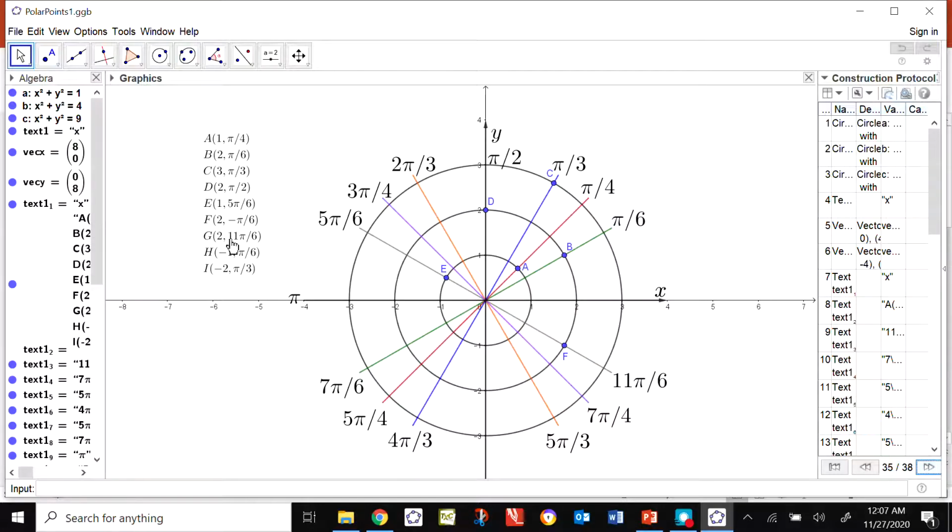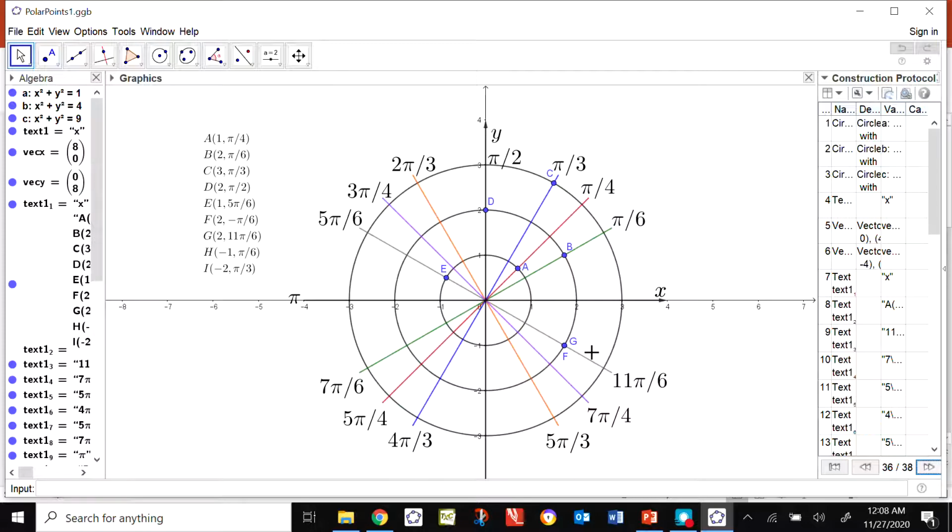Now G happens to be 2 and 11 pi 6. Okay, let's go to 11 pi 6 angle, which is this guy, and 2. Wait a minute. Well, that was F, right? 2 and negative pi 6 was this guy. You mean 2 and 11 pi 6 is exactly the same?